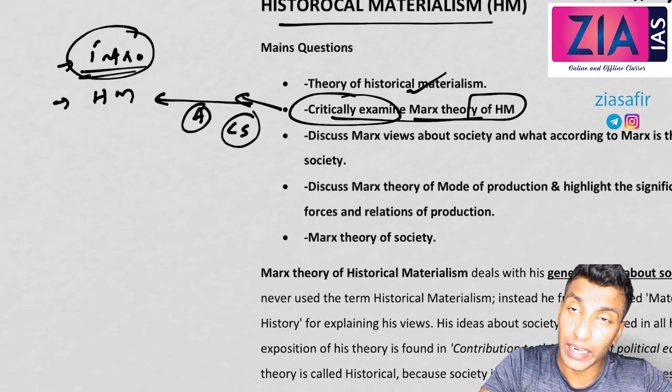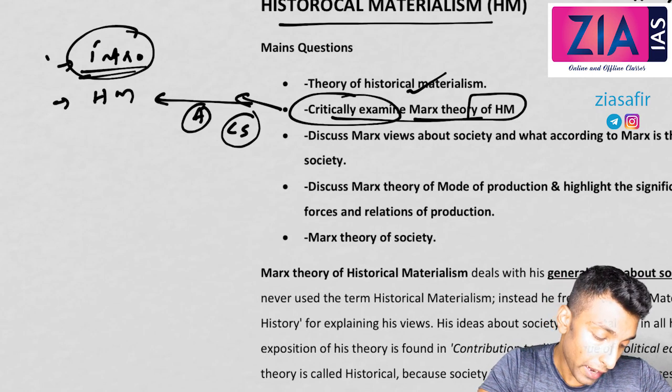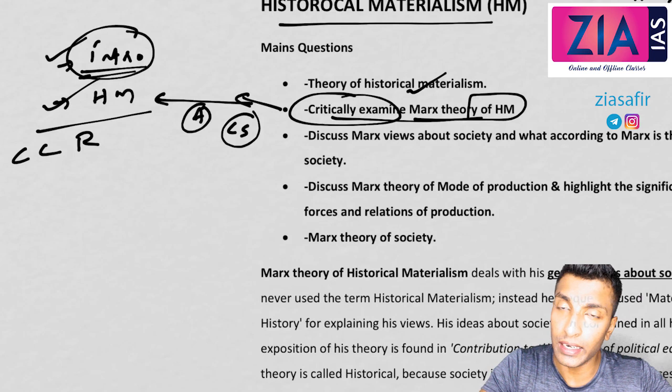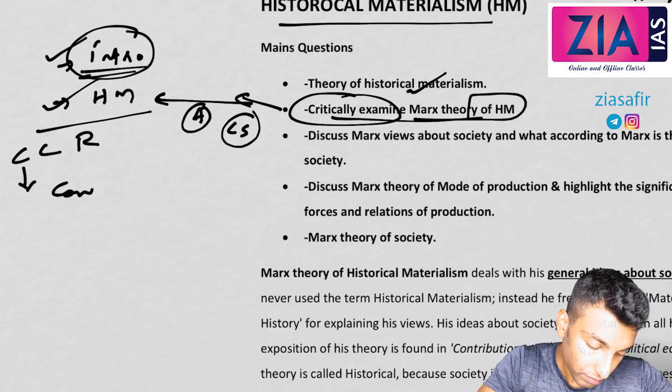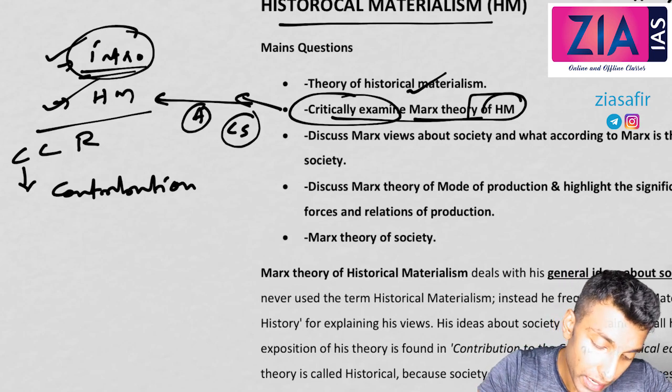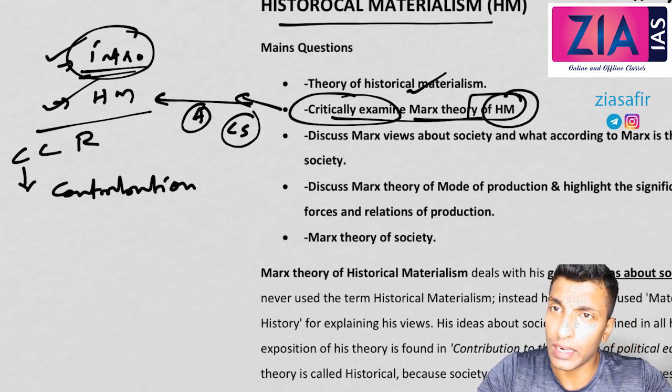So the first part you have to do. Here we talked about critically analyze. The structure is what I'm telling you: introduction, historical materialism. Then I've told you to follow this formula, CCR, right? The first C is contribution. So whether the question is about historical materialism or alienation or class struggle, it doesn't matter.